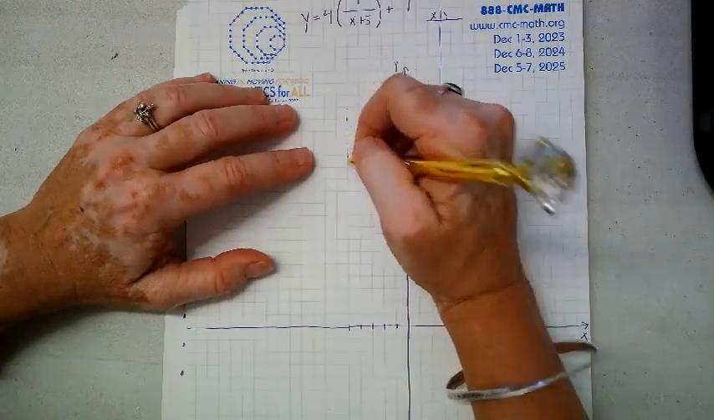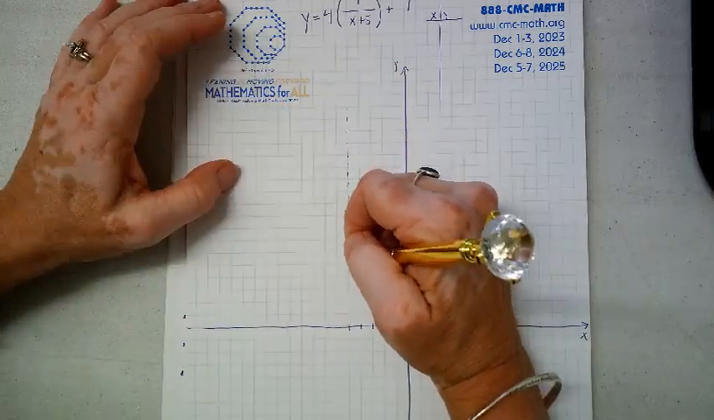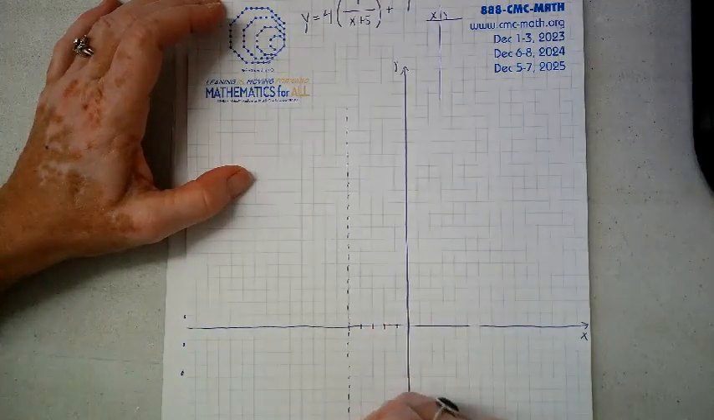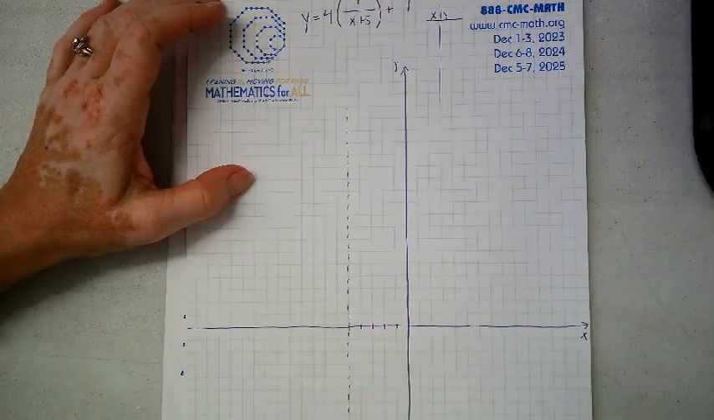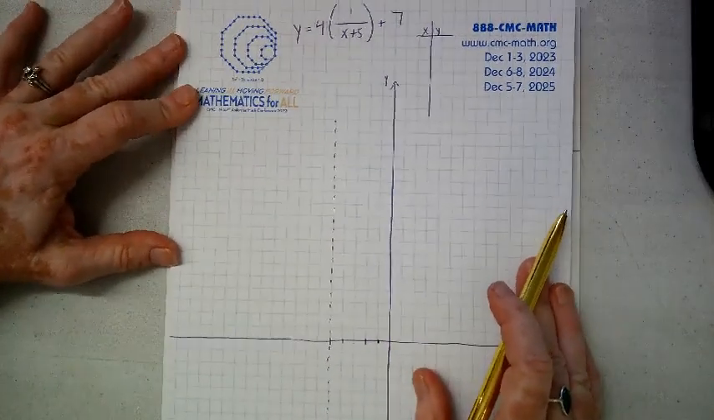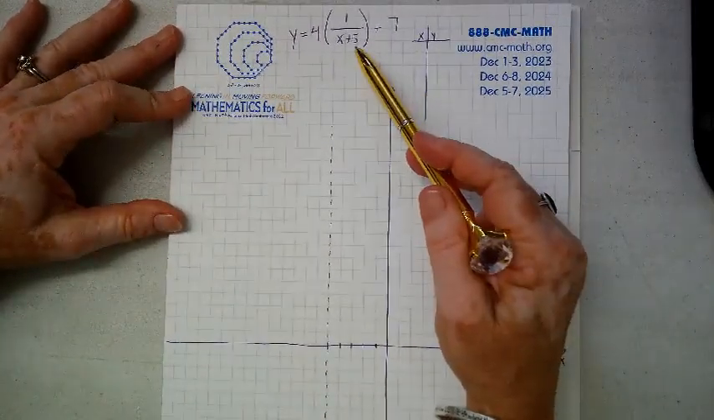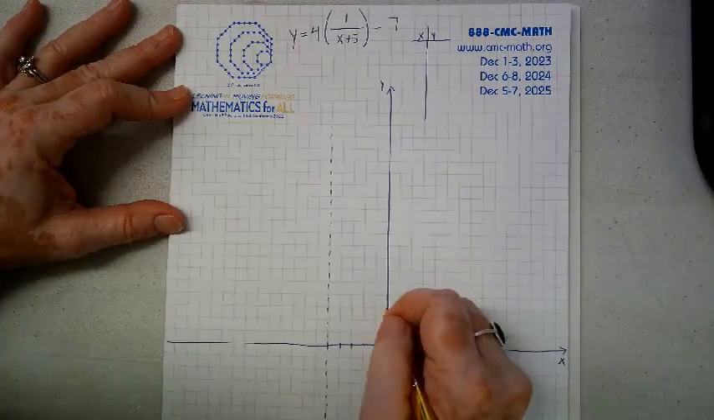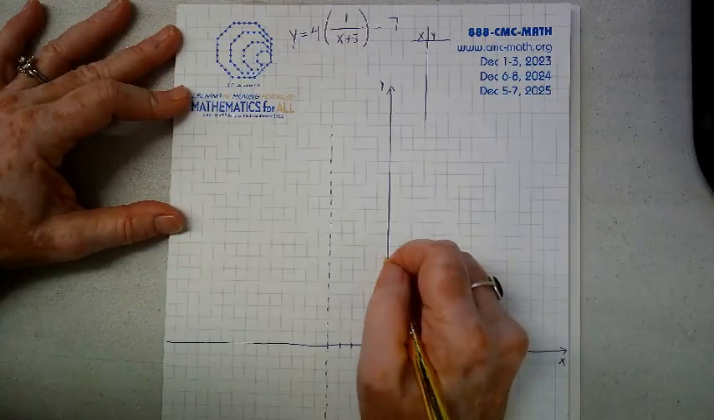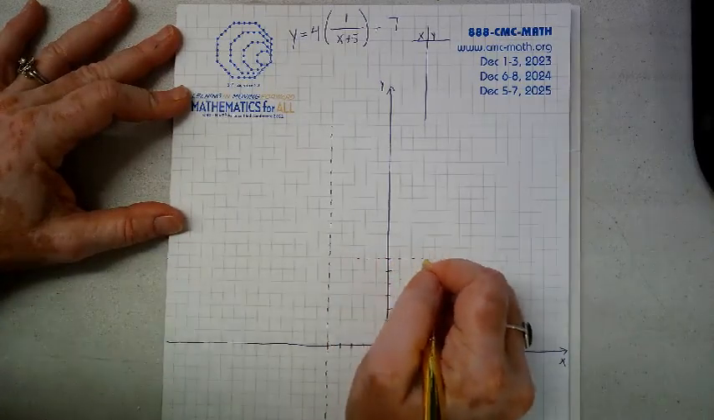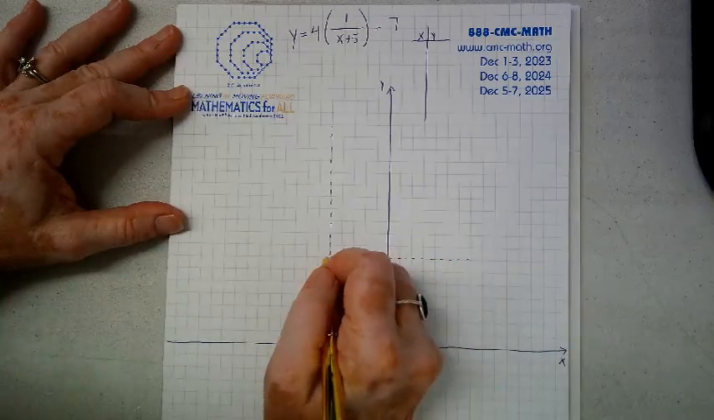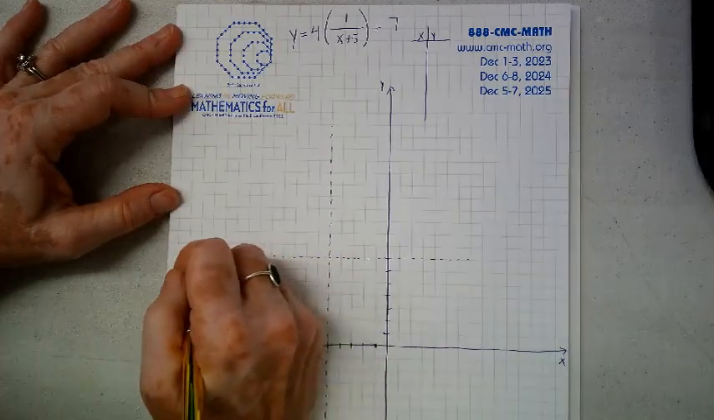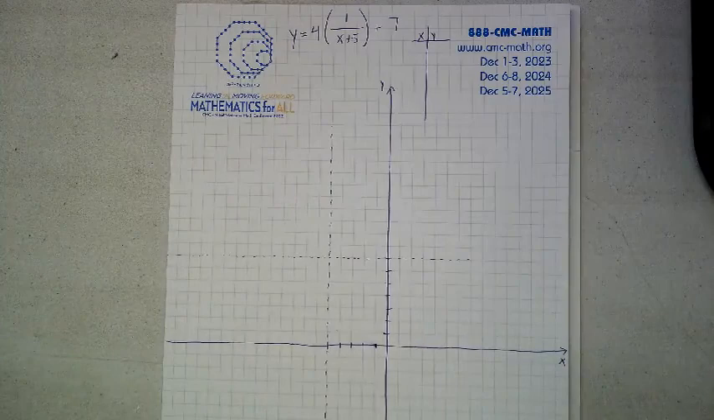And I'll make a dotted line, or a dashed line here. This is just an aid in graphing. This is actually going to be where the asymptotes are. So that's at -5 because it's shifted left by 5, and it's going to be up by 7. 2, 3, 4, 5, 6, 7. So these dotted lines, they're going to help me guide my graph, and they're also the asymptotes.